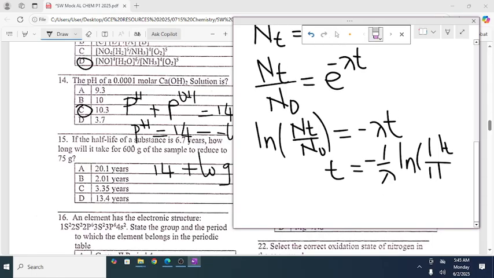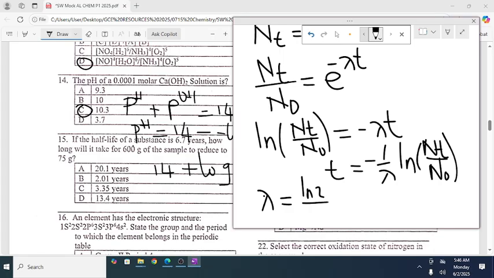I don't know why the pen is refusing to write, times the ln of Nt over N0. Now we know that lambda is equal to ln 2 divided by the half-life, and the half-life is 6.7. Our Nt is the amount that is undecayed at time t, and that amount is 75. Our N0 is the initial amount at time t equal to 0, which is 600 grams.